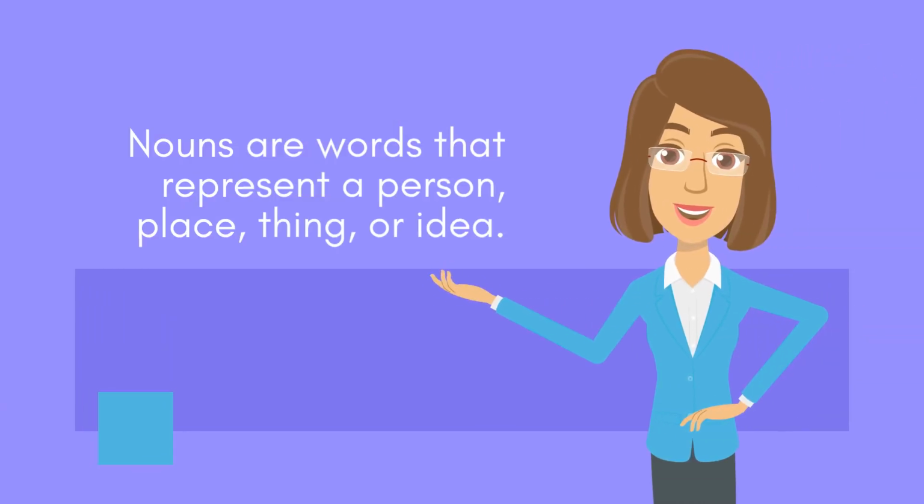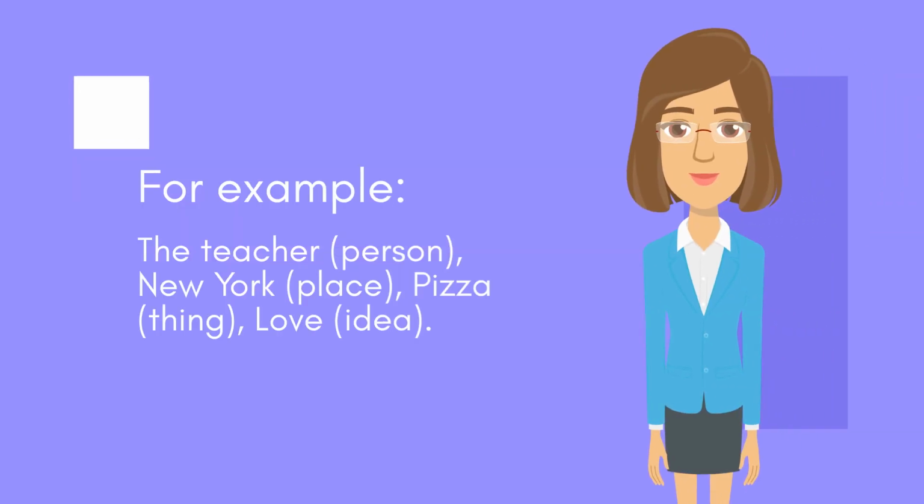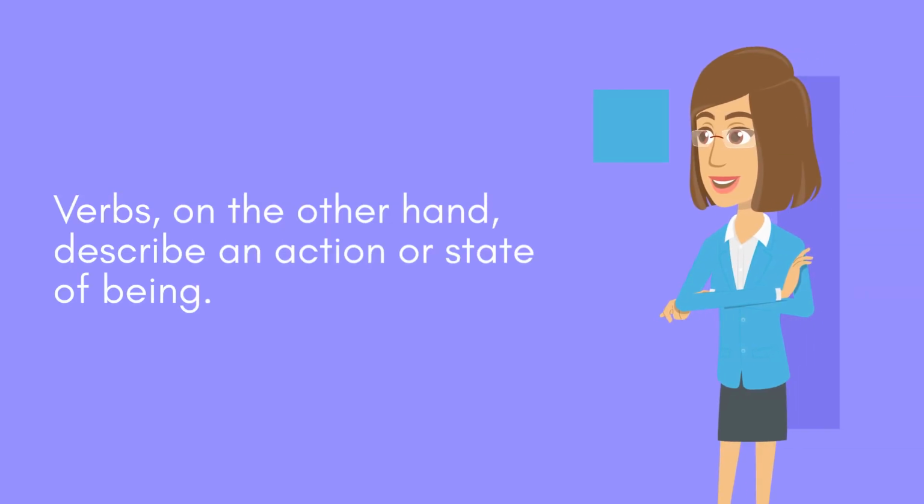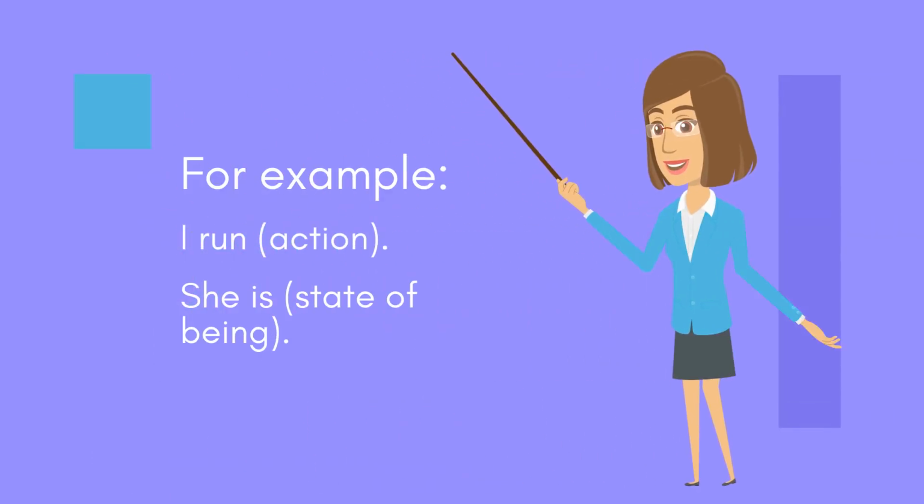Nouns are words that represent a person, place, thing, or idea. For example, the teacher, person; New York, place; pizza, thing; love, idea. Verbs, on the other hand, describe an action or state of being. For example, I run, action. She is, state of being.